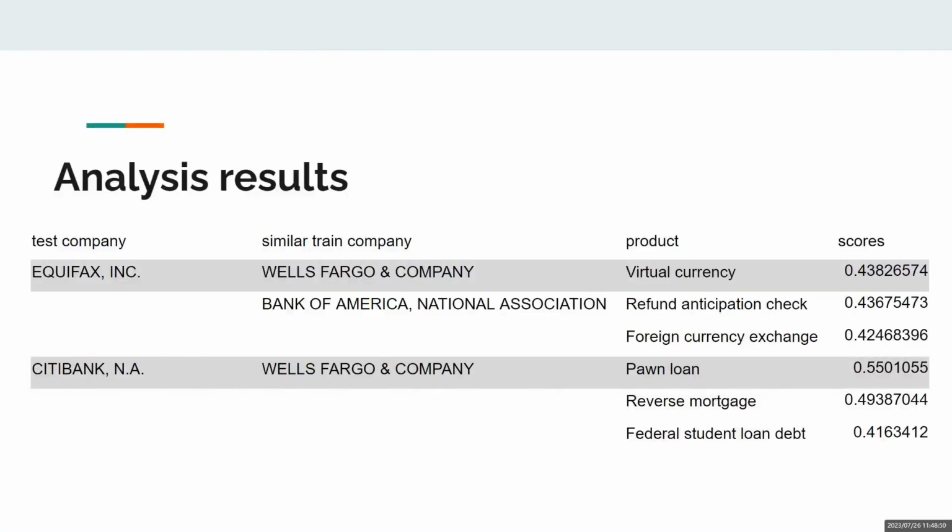Here is our analysis result. From the result, we can see that the first column is the testing company, and the similar training company is calculated by the similarity measure. Score is the node similarity between the training company and products based on the node2vec model, and we recommend the top 3 products to the test company.